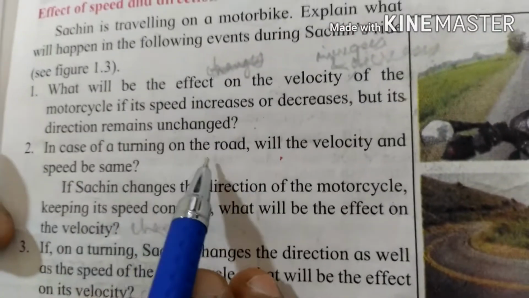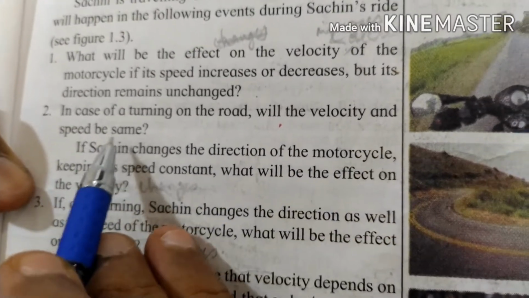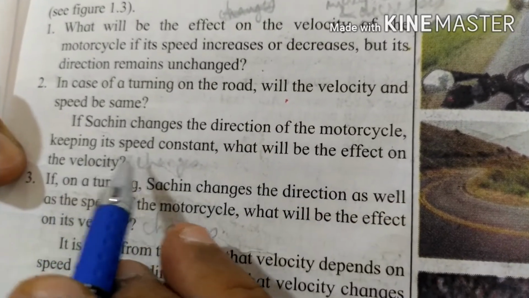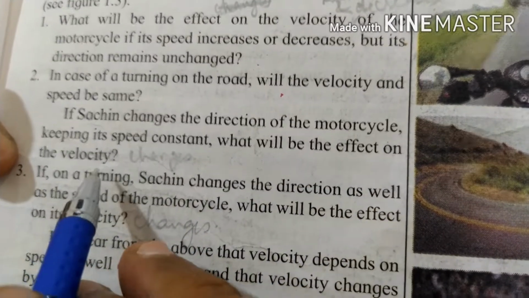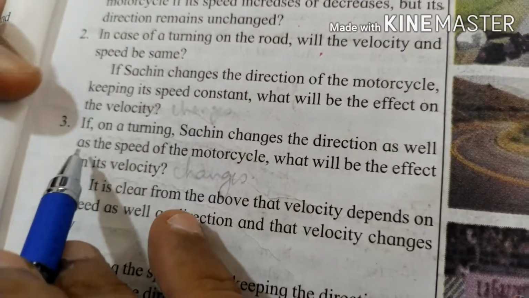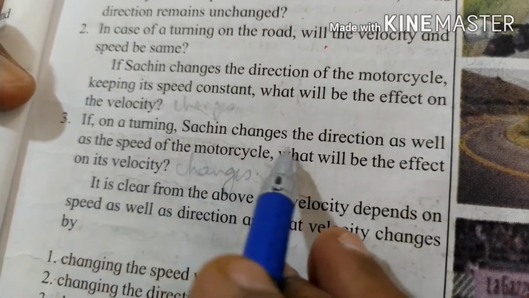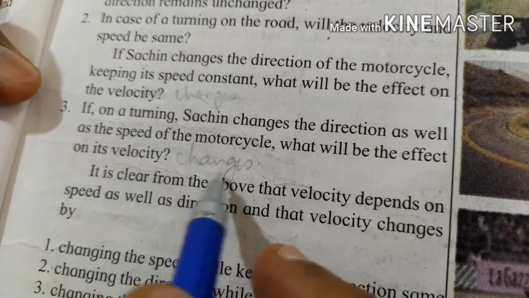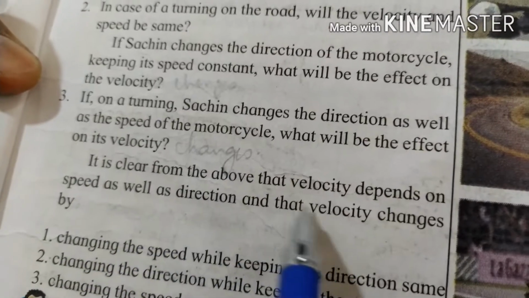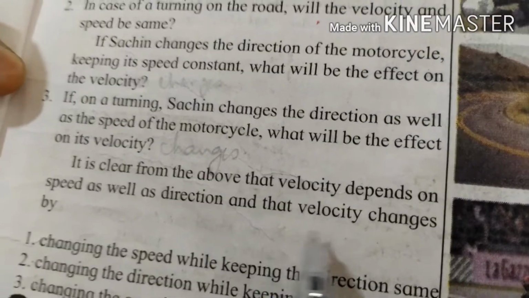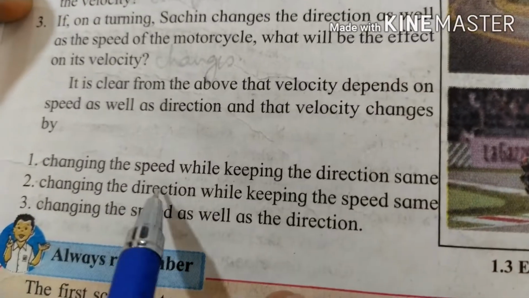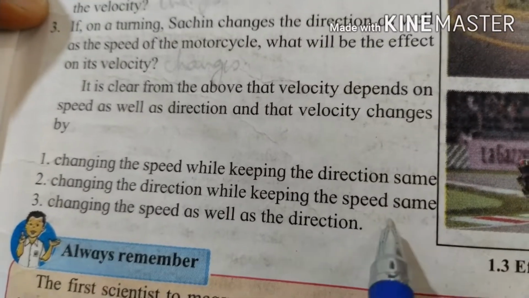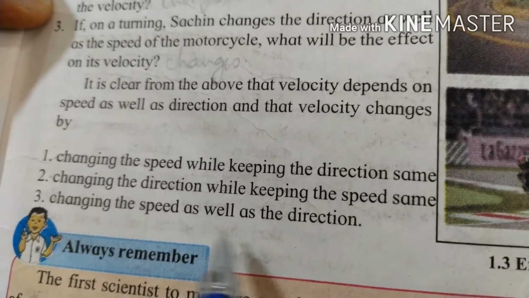Now in case of a turning on the road, will the velocity and speed be the same? If Sachin changes the direction of the motorcycle keeping its speed constant, what will be the effect on the velocity? It will change. Third, if on a turning Sachin changes the direction as well as the speed of the motorcycle, what will be the effect on its velocity? It will change. So it is clear from the above that velocity depends on speed as well as direction, and that velocity changes by first changing the speed while keeping the direction same, second changing the direction while keeping the speed same, and third changing the speed as well as the direction.